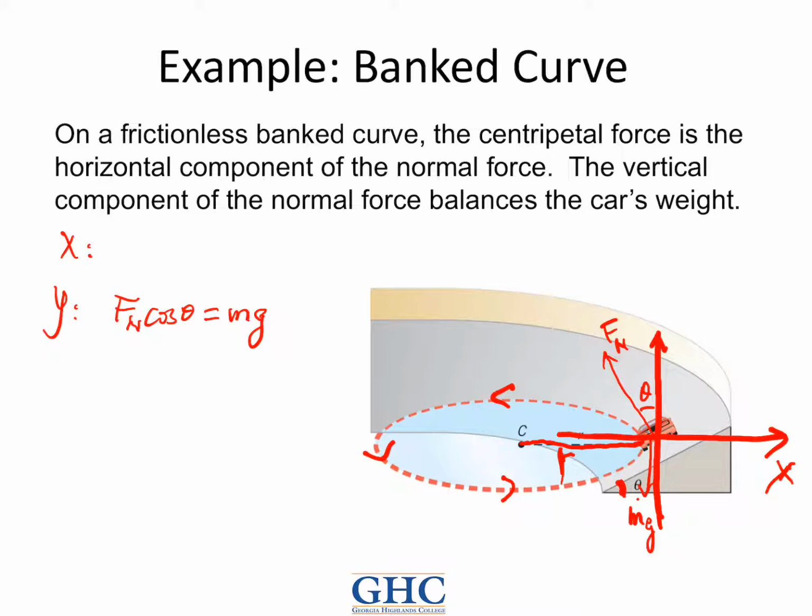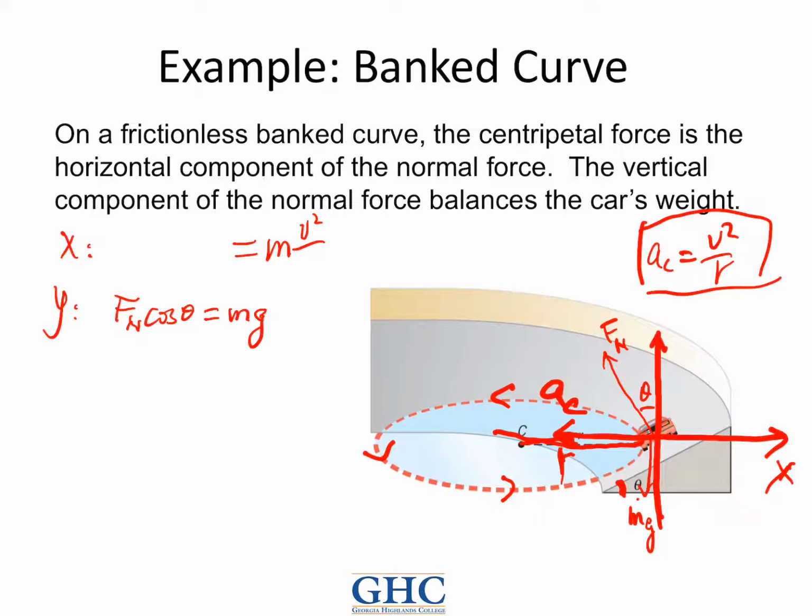Now in the x direction, does the car have any acceleration? And the answer is yes, right? Because the car is doing uniform circular motion, so it will have AC pointing in the negative x direction. And AC, if we know the velocity, should equal v squared over r. That's what we have learned for uniform circular motion. So the net force acting on the car is mv squared over r in the x direction.